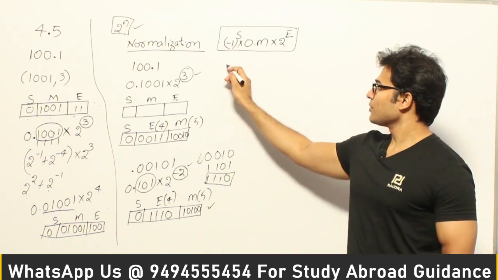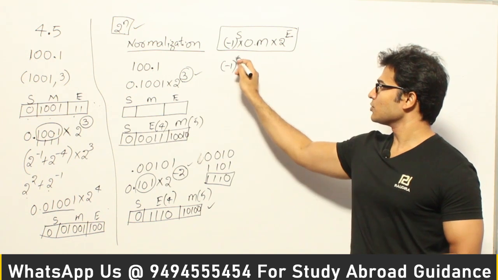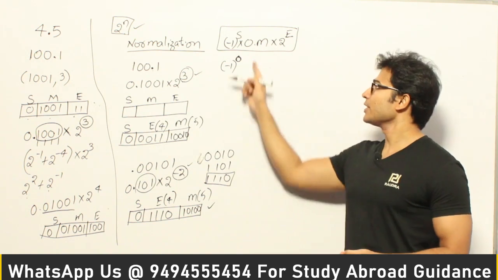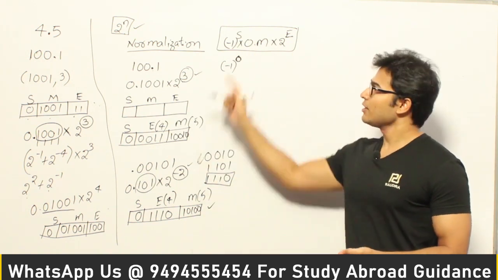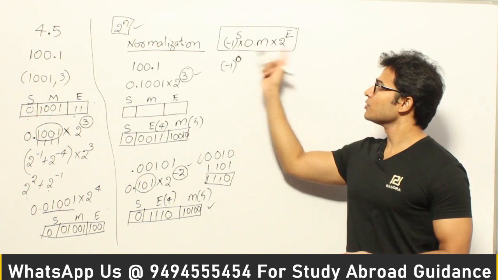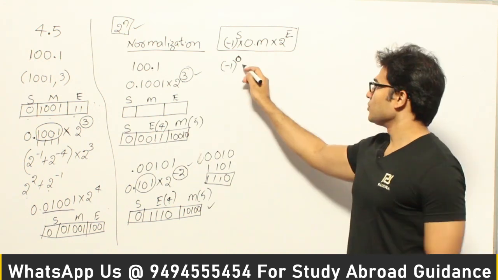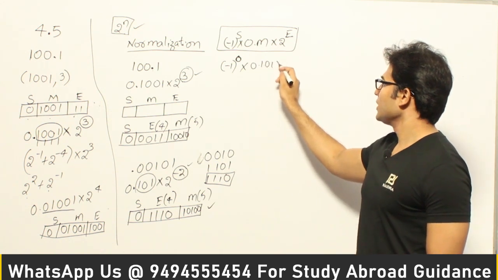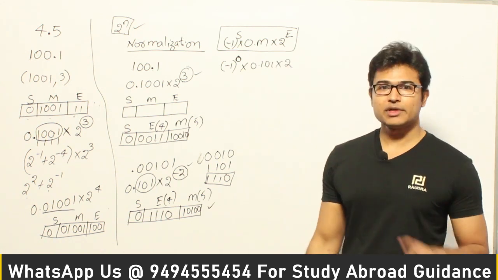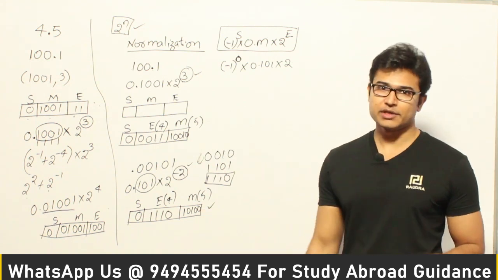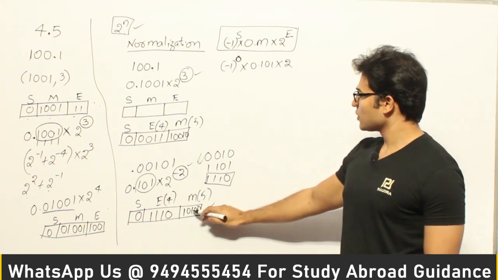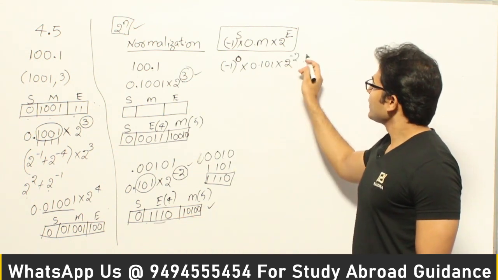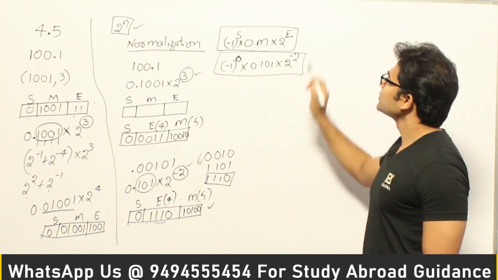Why? Minus 1 power s means, in this case minus 1 power 0, it is going to become positive, right? So whenever you put s equal to 1, the entire number is going to be multiplied with minus 1. Whenever you put s equal to 0, the entire number is going to be multiplied with plus 1, right? Into 0.m. So what is 0.m? 0.101 into 2 power exponent. Since you know that you have used 2's complement representation here, you can directly convert this 2's complement number, right? So this is nothing but minus 2. So this is one way of storing it.